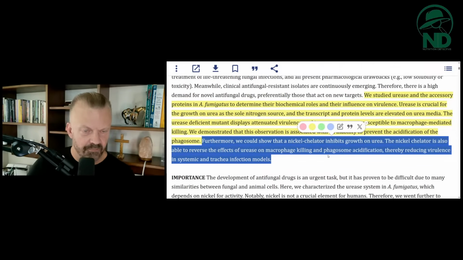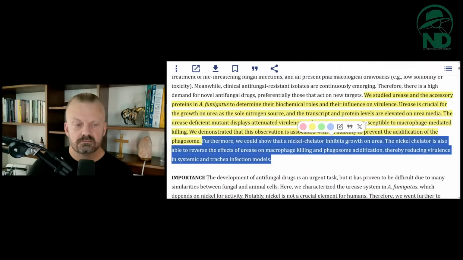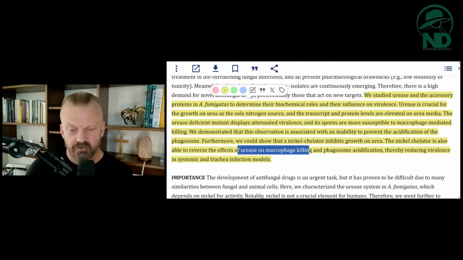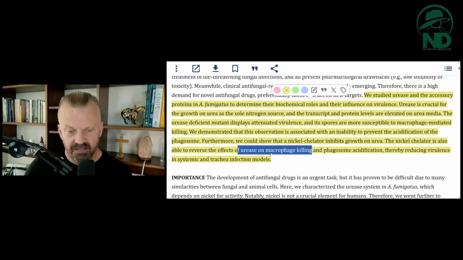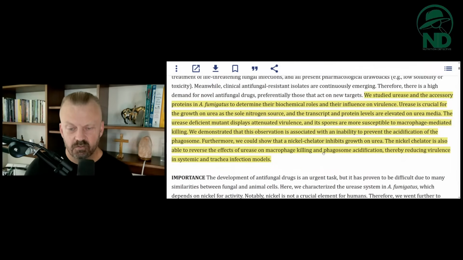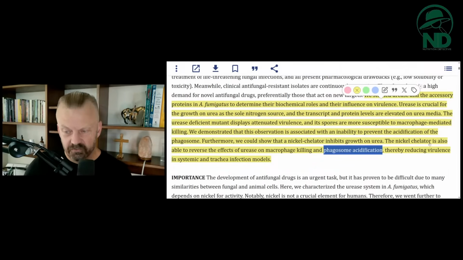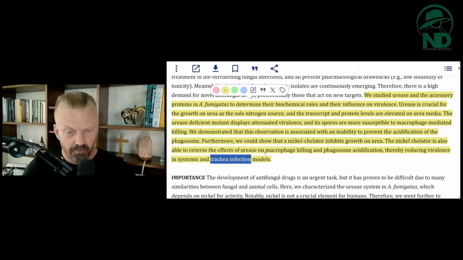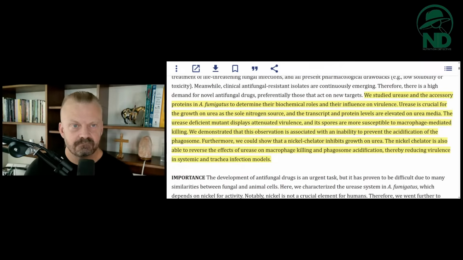So they stole nickel from this fungus, and it didn't grow, and it couldn't kill your macrophages, your big eaters. Macrophage means big eaters, and phagosome acidification. So thereby reducing virulence in systemic and trachea infection models. So that would be like all the lung things they were talking about, pulmonary, broncho, systemic, yeah. So we got that. Now we're going to get into the bacteria.